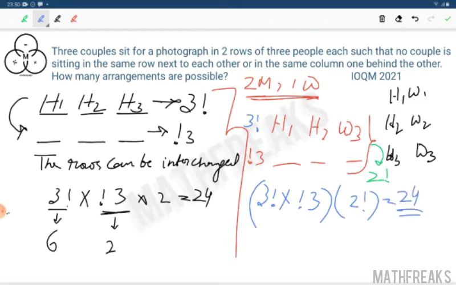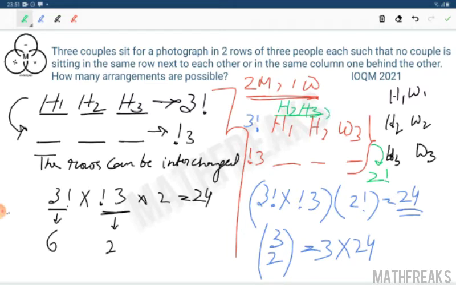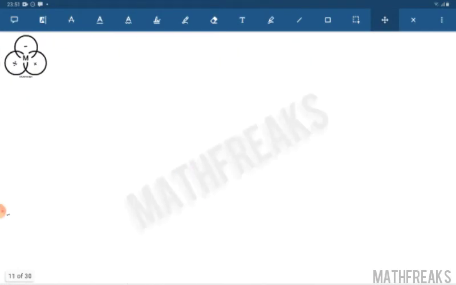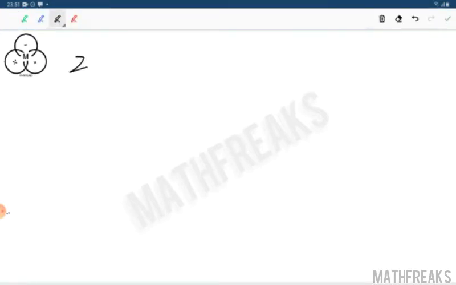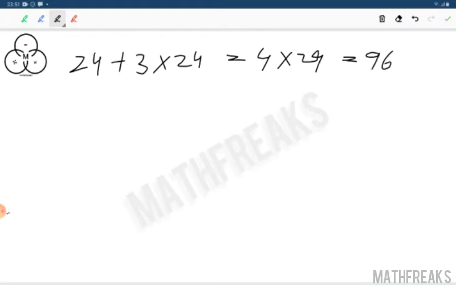Now this was for H1, H2. The whole will be multiplied into 3 choose 2, which is 3 into 24, because we are having 3 such cases. One is H1, H2. Another possibility is H2, H3. Another possibility, H3, H1. That's fine. So the total number of cases is 24 plus 3 into 24 equals 4 into 24 equals 96, which is the correct answer absolutely.